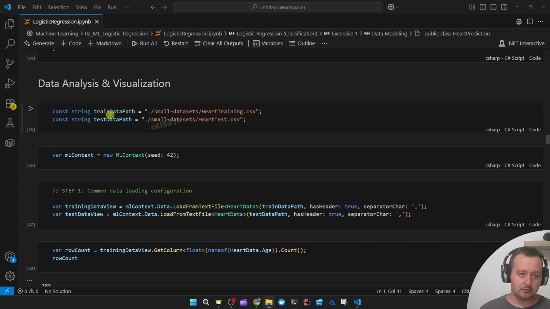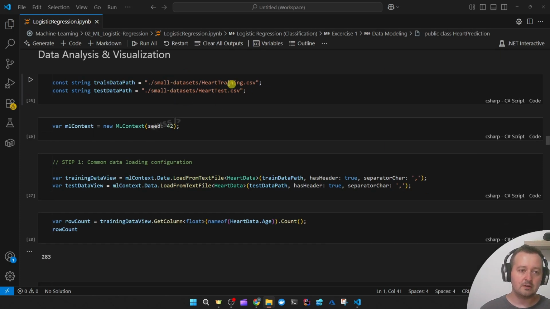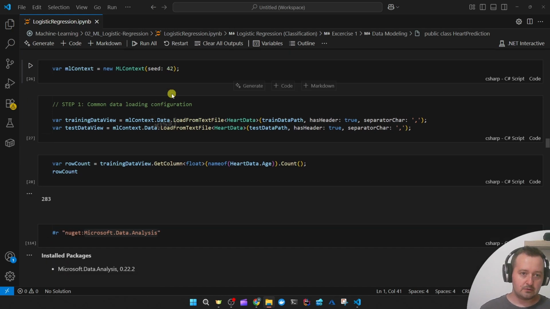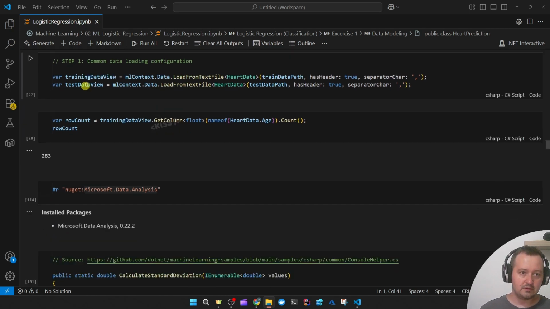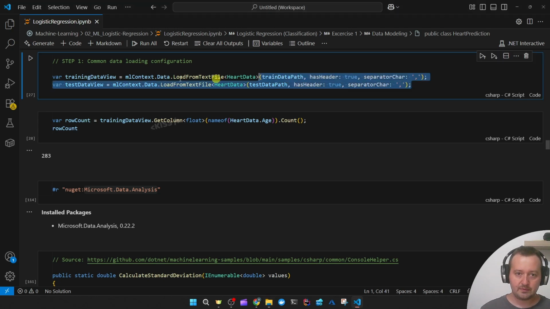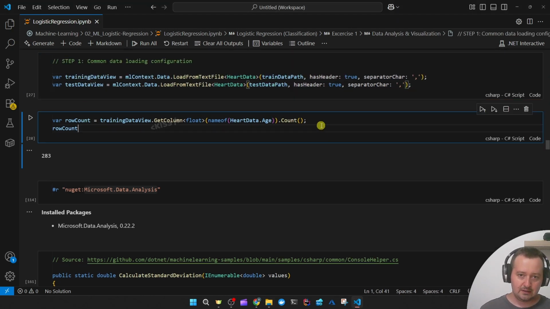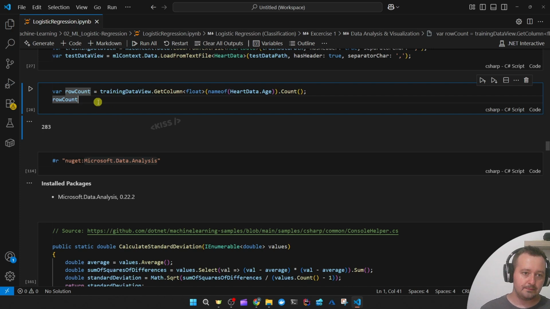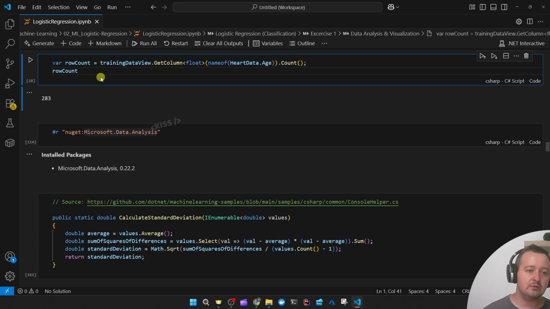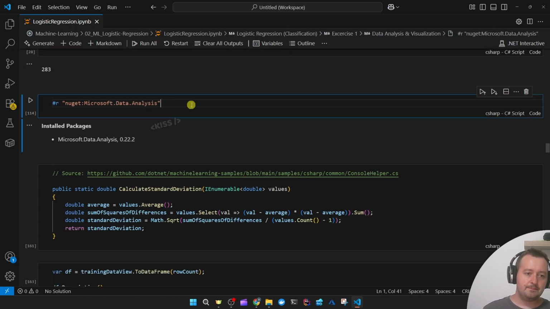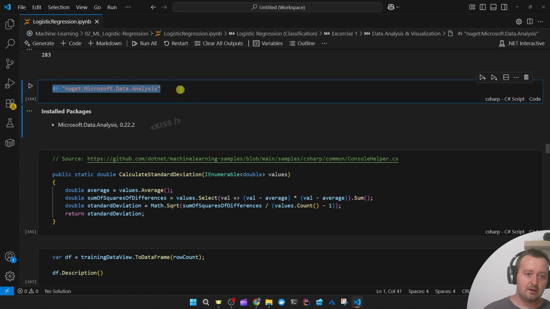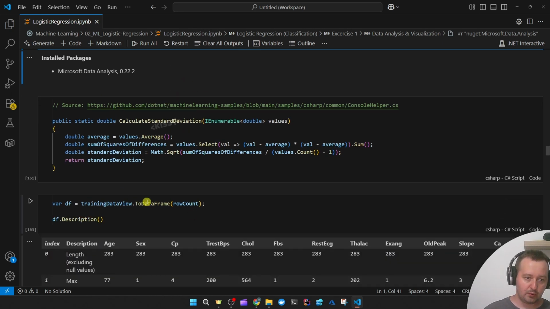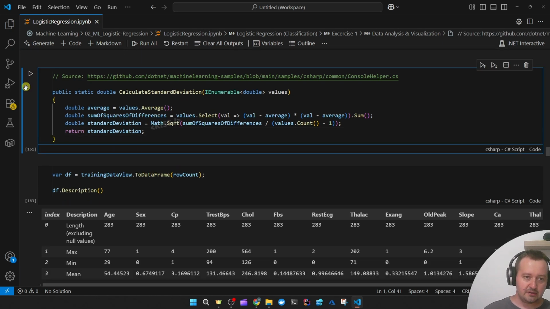Okay, then we're simply going to load in our train data and our test data that we just browsed. Initialize our ML context, prepare our data views, training and test, from our training and test data paths. Quickly inspect the count. So there's 283 rows in the training data, which is not much compared to the linear regression we were doing. We had like 1 million records. Now, adding this data analysis package to work with the data frames. I added this method because I found it somewhere. Calculate standard deviation.